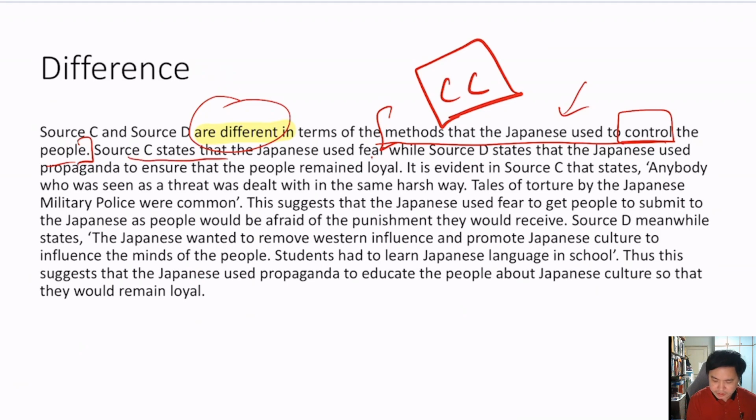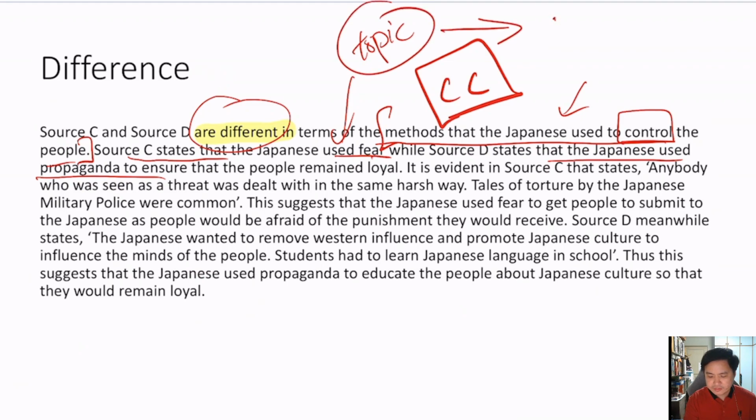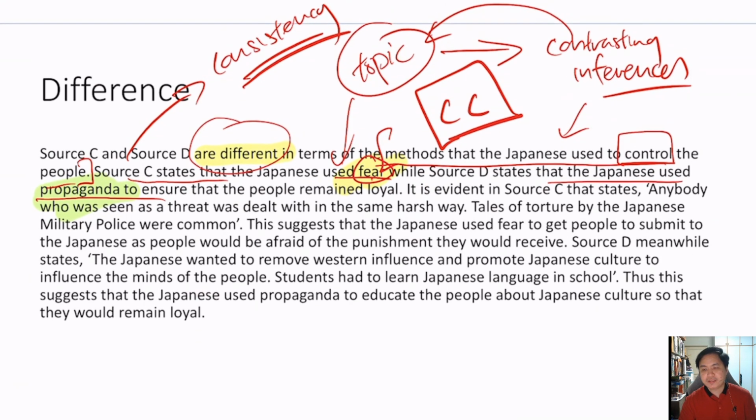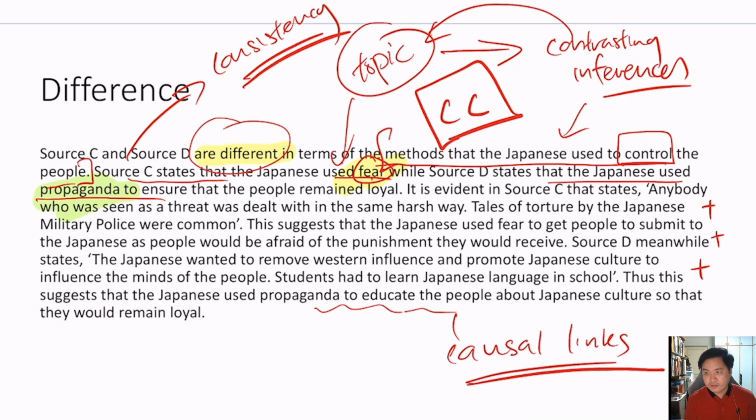So C states that the Japanese use fear, while D states that the Japanese use propaganda. So both, I'm talking about the same topic, right? The same topic or the same criteria. However, I have contrasting inferences regarding this same topic. Here, the inference is fear, while the other one, same thing, controlling of the people, is through propaganda. So I am consistent, right? This shows consistency, and this is what I want to see when you do your exam as well. Consistency in your topic and consistency in your inferences. Then after that, you just do evidence, explain, evidence, explain. Again, in your explanation, do the same thing. Please provide the causal links.